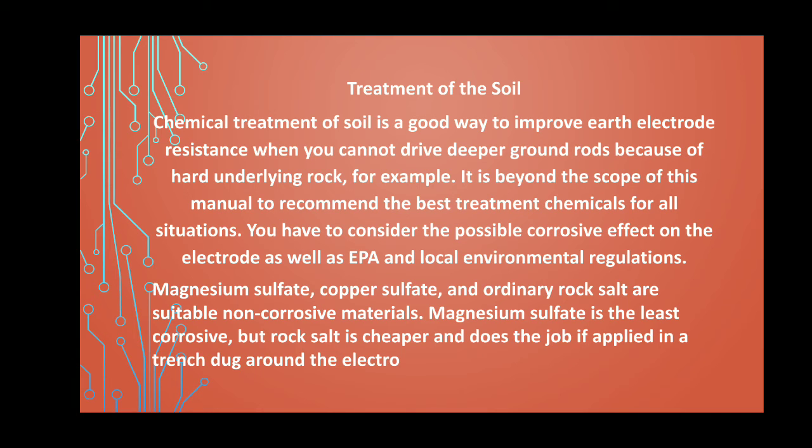So chemical treatment of the soil is a good way to improve the earth electrode, to improve the earth resistance. Magnesium sulfate, copper sulfate and ordinary rock salt are suitable non-corrosive materials. These types of materials are also used in earth resistance improvement.